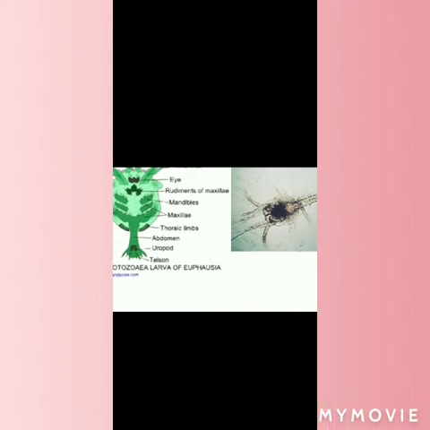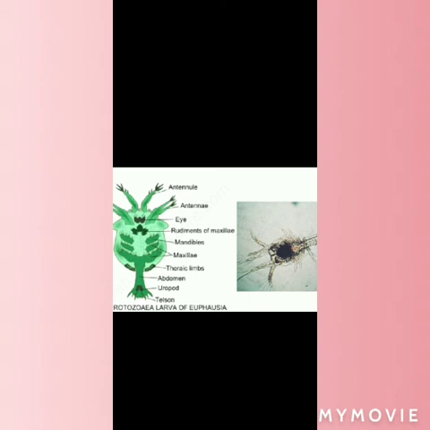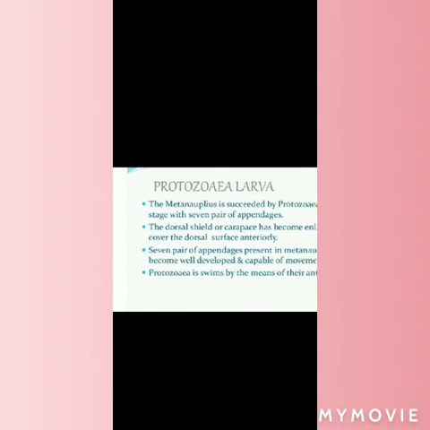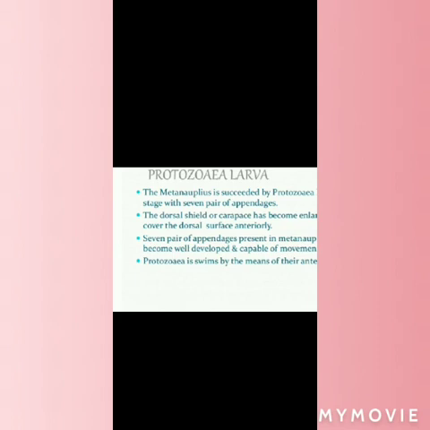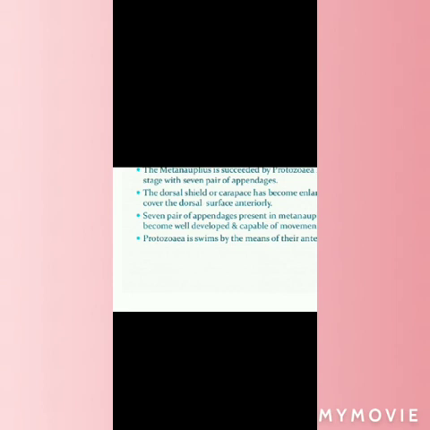See, this is the protozoea larva of Euphausia. See the beautiful diagram. The characteristics of the protozoea larva: the metanauplius is succeeded by the protozoea larva stage with 7 pairs of appendages. The dorsal shield or carapace has become enlarged and covers the dorsal surface anteriorly. The 7 pairs of appendages present in the metanauplius become well developed and capable of movement. Protozoea swim by means of their antennae.